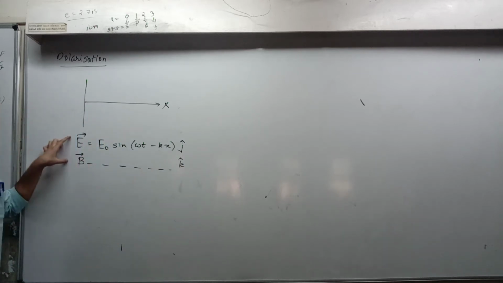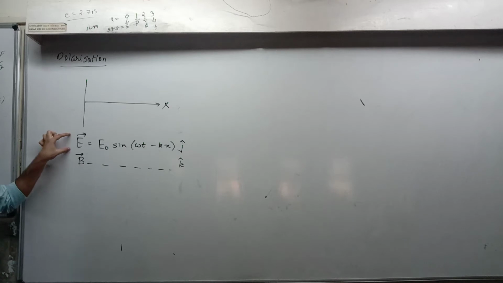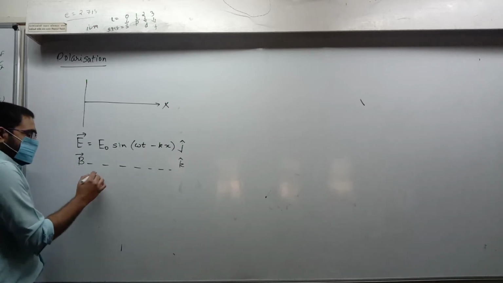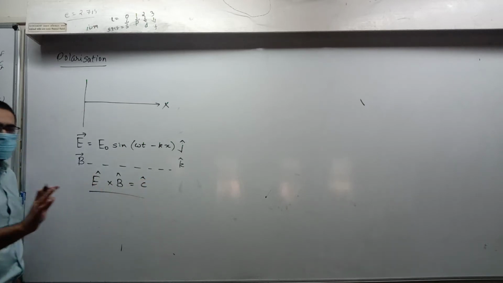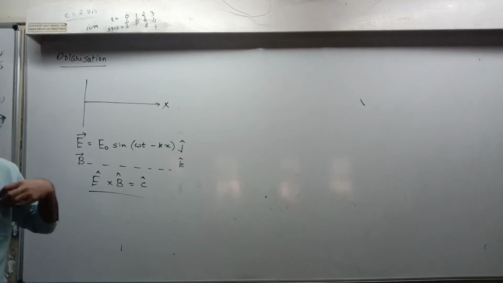At that time, while writing this equation, I told you that this is not the only possibility. Do you remember that? Okay. So polarization is related to that sentence. E vector is E0 sin(omega t minus kx) j cap. That is one of the many possibilities. If you remember, I told you that anything that gives this relation is okay, and E hat cross B hat should give C hat. Then that is fine, right? Okay, so let's see what the different possibilities are.